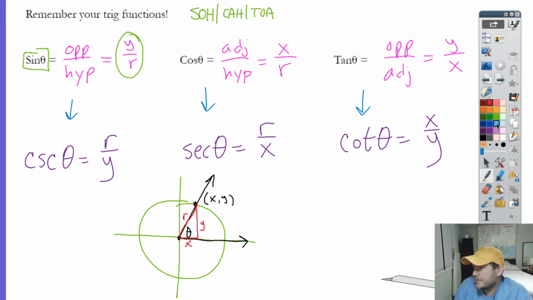So there's just a clear analogy here between the opposite side of the angle in a right triangle and the y coordinate of some ordered pair. The opposite is this vertical guy, it's the y value. The adjacent side is x. And the hypotenuse is r.